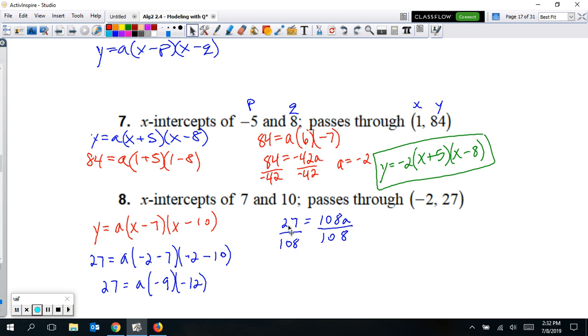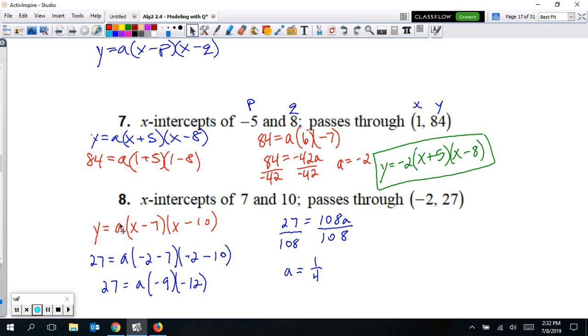27 divided by 108, so 27 goes into 108. Well, it goes into itself once, so there's going to be a 1 on the top, and it goes into 108 exactly 4 times, so the fraction is 1/4. So you have to be careful and not think the answer is going to be 4. It's not. Because the smaller number is on top, it's going to stay a fraction. So we just reduce this fraction, 27 over 108, to 1/4.